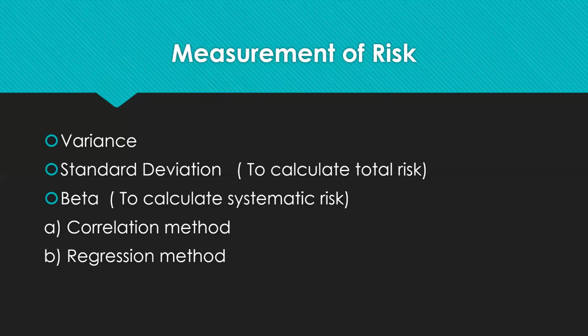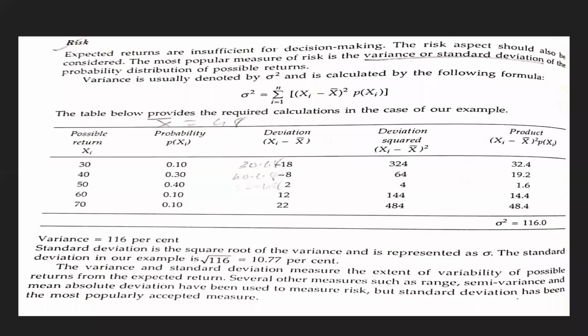So the various measures, variance and standard deviation, both of these are used to calculate the total risk. Then you can calculate the beta value to calculate the systematic risk. Correlation method and regression method is used to calculate the beta value. Moving on to the next slide. Let's now look into a problem.